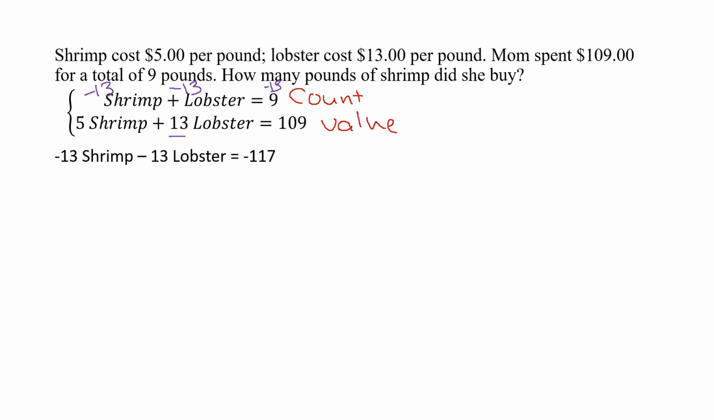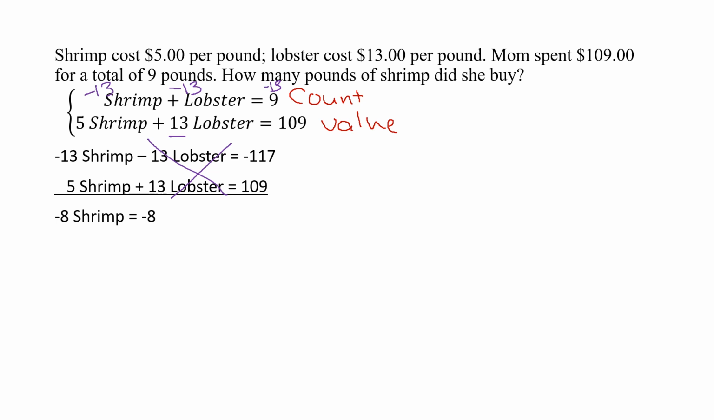So I'm going to multiply everything in that top by negative 13. So now I have negative 13 shrimp minus 13 lobster equals negative 113. I don't need to touch my bottom equation. 5 shrimp, 13 lobster equals 109. And now I can add straight down. When I do that, this goes away and I am left with negative 8 shrimp equals negative 8. Negative 117 plus 109 is negative 8.